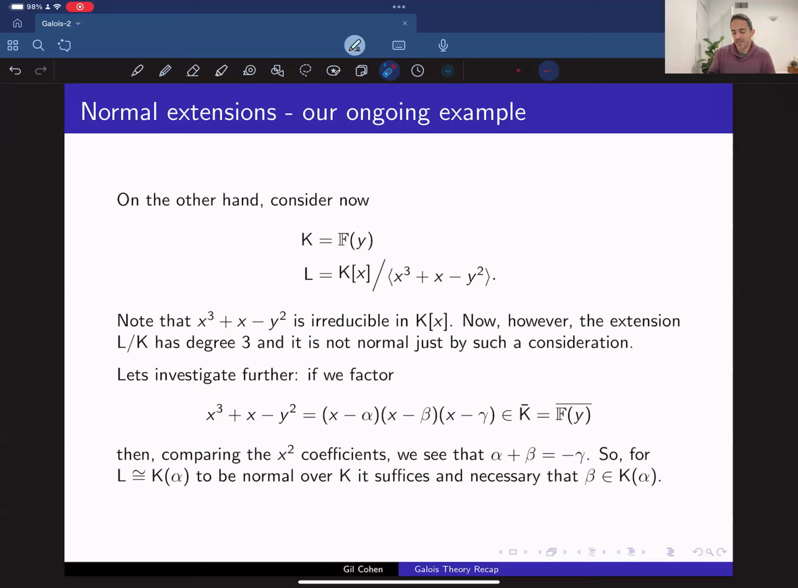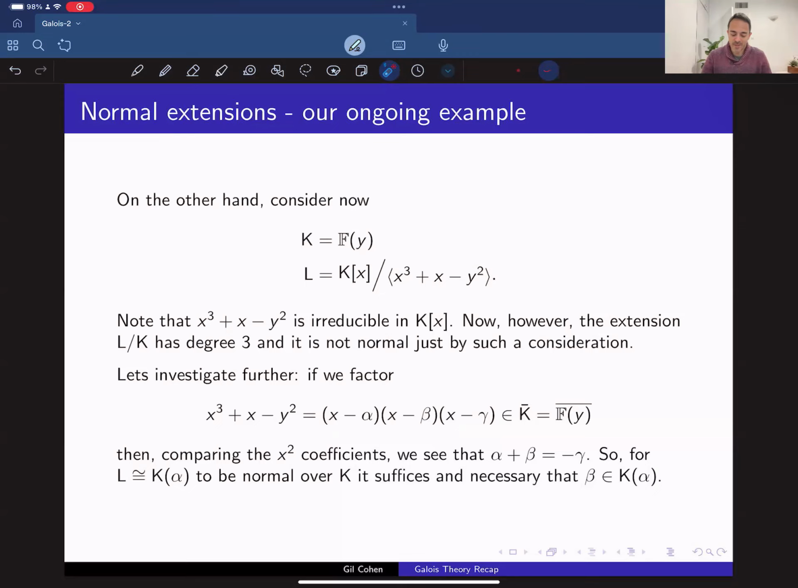Not just roots, of course. So, okay, you look at this thing, and again, you should think of alpha, beta, and gamma coming from this algebraic closure of F(y). And we are lucky enough that x squared has 0 coefficient here. So the coefficient of x squared here is also 0, but the coefficient of x squared here is minus (alpha plus beta plus gamma). This means that alpha plus beta equals minus gamma. So we know one thing about alpha, beta, and gamma.